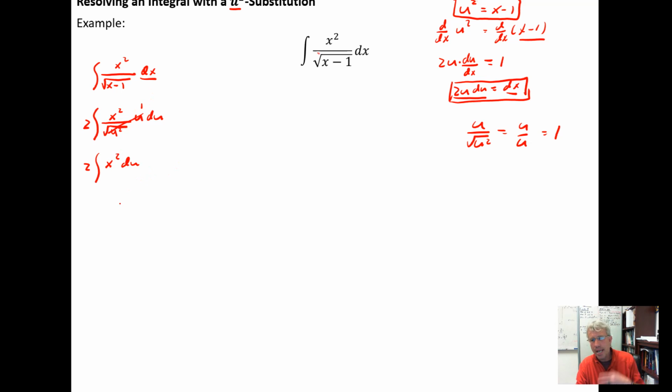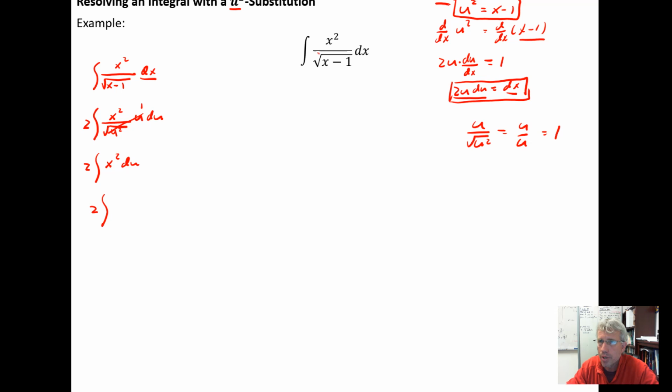And the issue is I can't integrate at this point because I now have an integral with respect to u, but I have variable x in my integral. So what I need to do is figure out what is x squared as a function of u so I can make a substitution and do my integrations. I'm going to get 2 times the antiderivative.